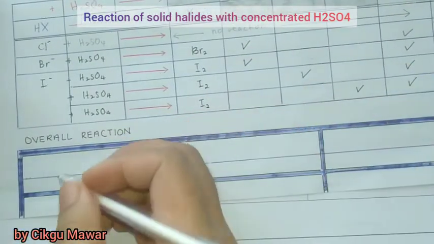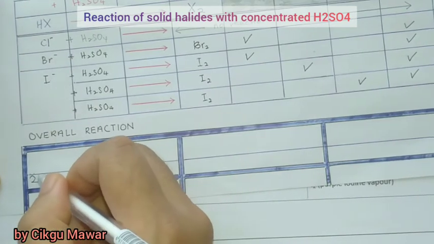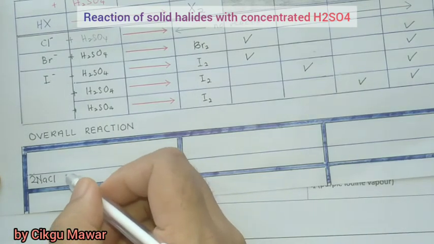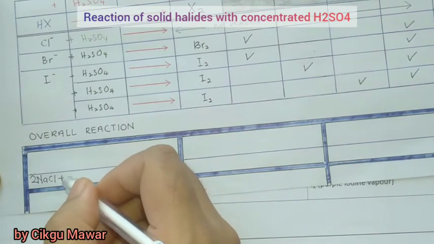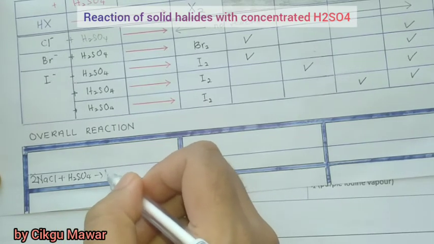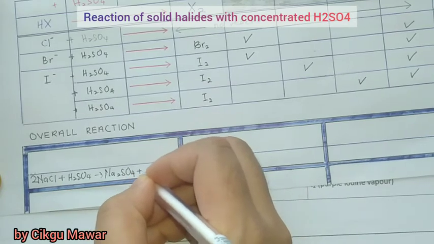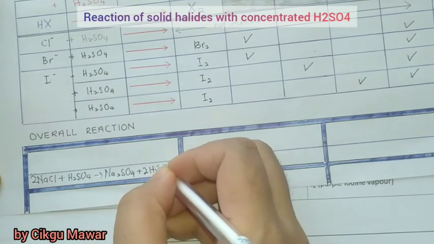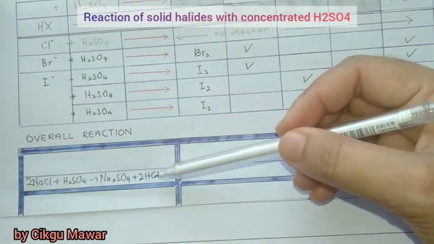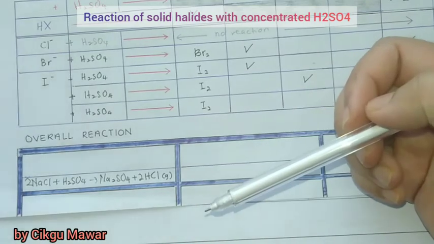For the overall reaction, we have 2NaCl reacting with sulfuric acid to form sodium sulfate plus 2 moles of HCl gas. So this is the overall reaction of chloride with concentrated sulfuric acid.